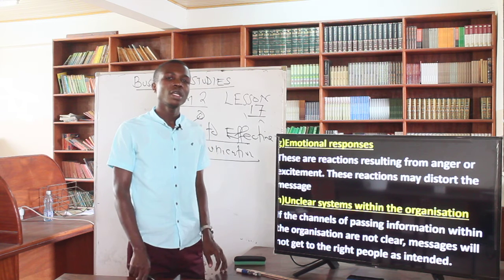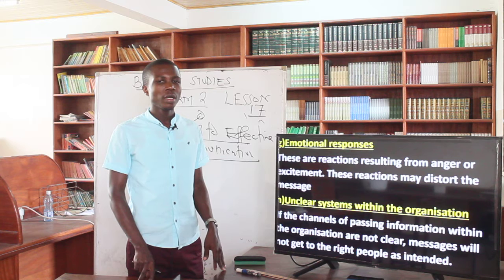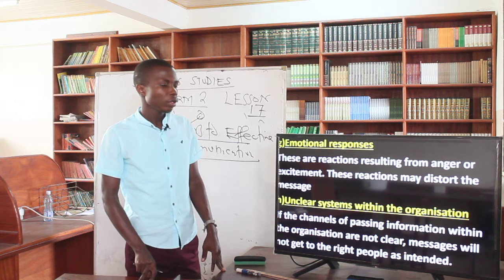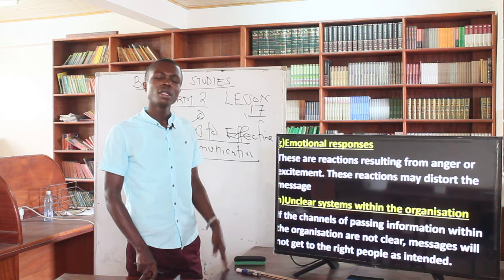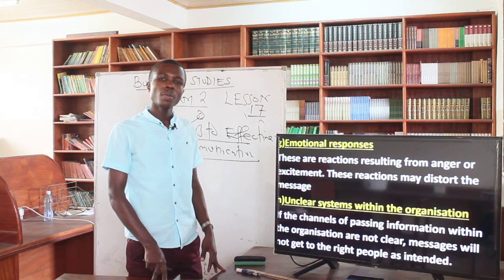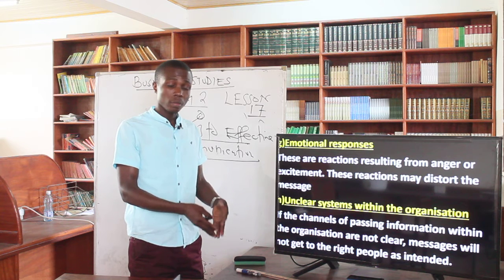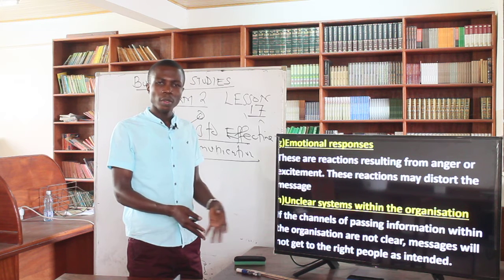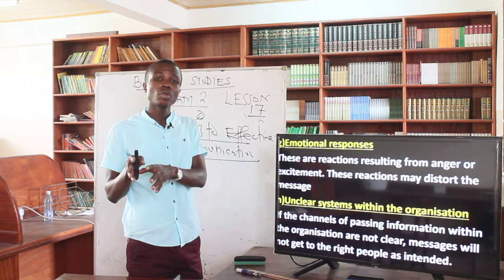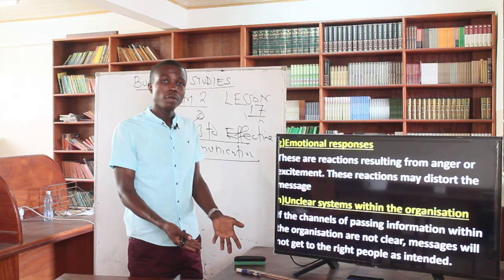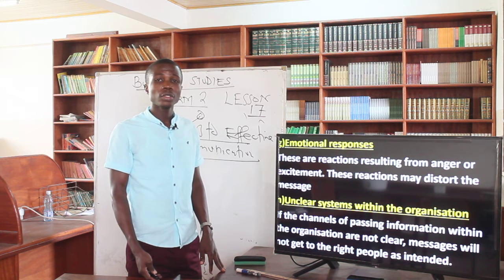Unclear system comes when the channel or personnel information within the organization are not clear. The message will not get to the right person at the intended time, because you passed information but the channel is not clear. You are talking to people maybe on the radio, while you have them just in front of you. Maybe you are a manager or something, but you are passing information that you are supposed to pass to them on the radio while you have them. You can finish with them face to face. So that also brings distortion or destruction of the message.